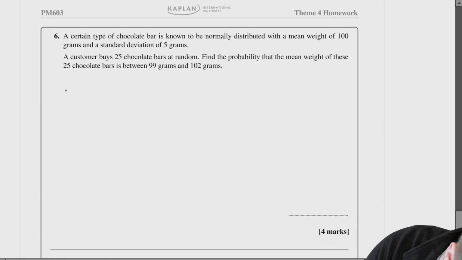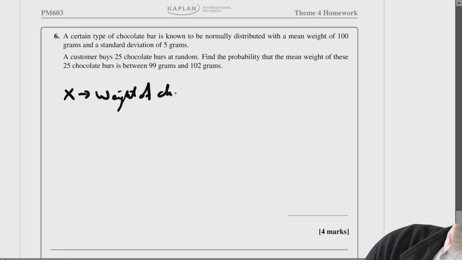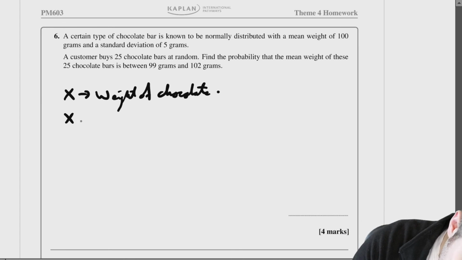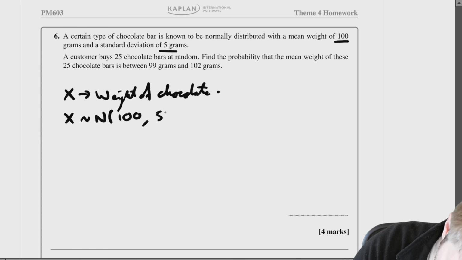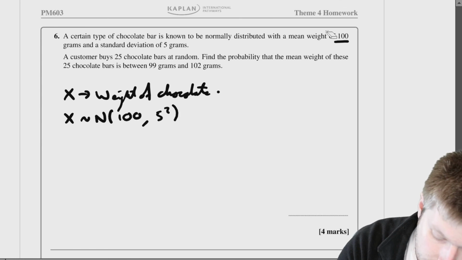So first of all, I'm going to write that down. So x is my random variable, and I'm going to let that represent the weight of my chocolate bar. Cool, okay. So I know that this thing, so the x, is normally distributed with a mean weight of 100 grams and a standard deviation of 5 grams. In other words, my variance is 5 squared.